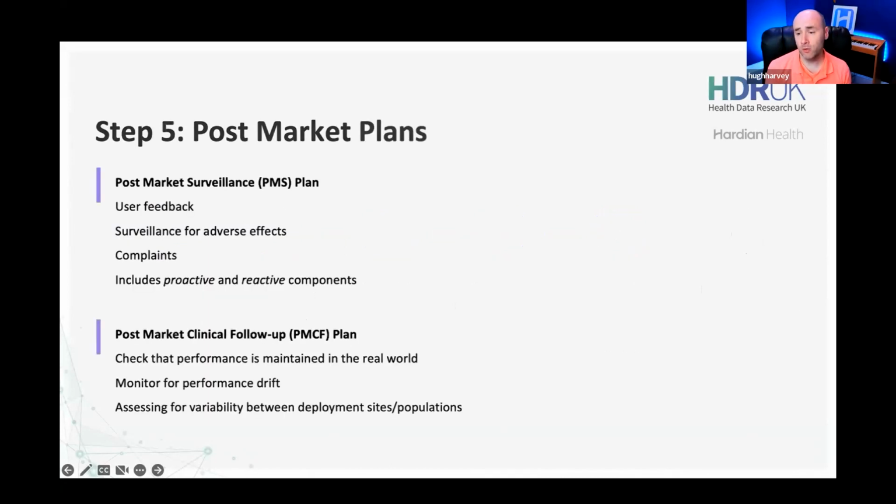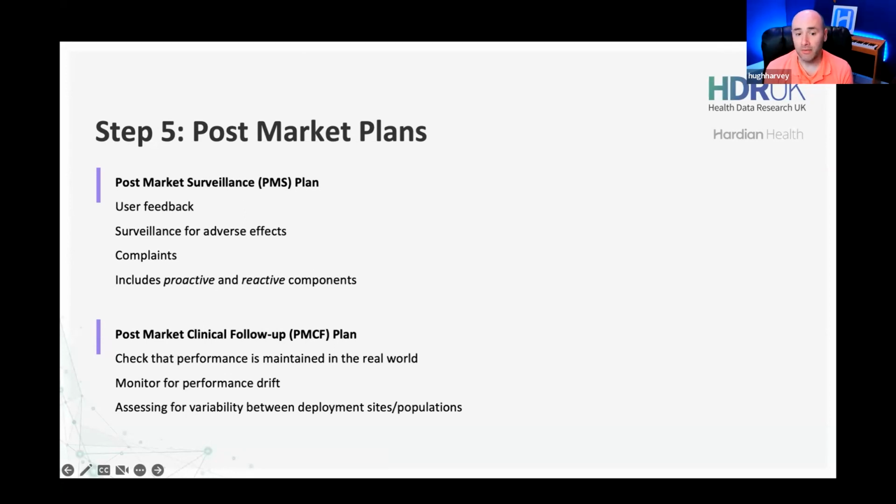So you have to produce two documents. One is your PMS, your post-market surveillance plan, and one is your PMCF, which is your post-market clinical follow-up plan. These are documents that include proactive and reactive parts to collecting post-market data. Your PMS plan should relate to all non-clinical outcomes, essentially. So it's feedback from users, whether they be a patient or a clinician using your device. There should be surveillance for complaints, either via email or social media or in the news.